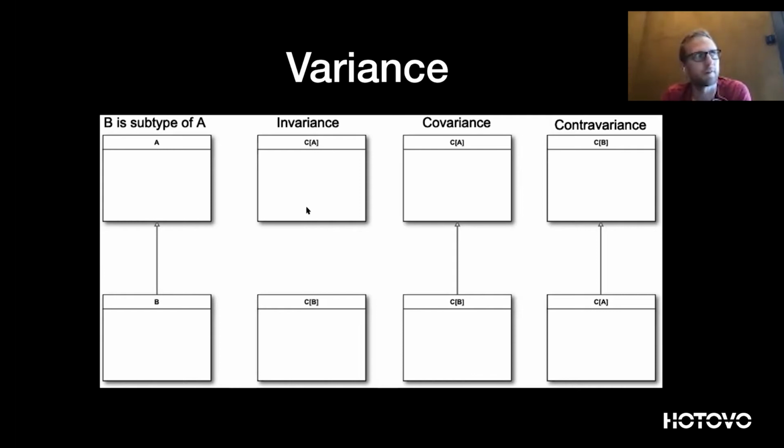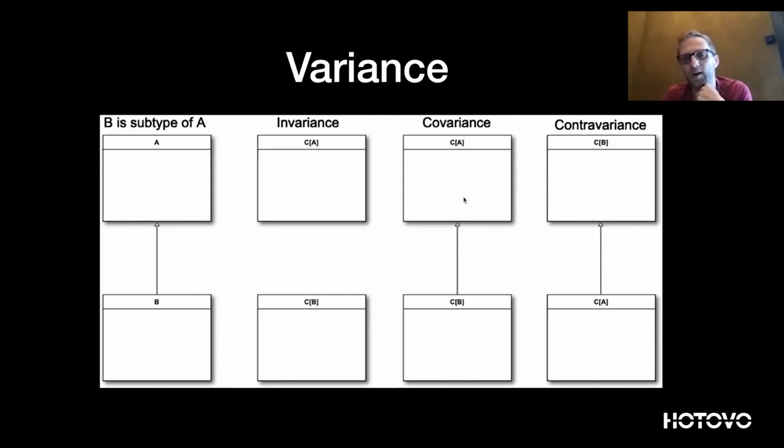For easier understanding, let's imagine a list, for example. If we have a list of B, invariance means that there's no relation to the list of C in terms of inheritance. Covariance means that if B is a subtype of A, then a list of B might be a subtype of list of A.